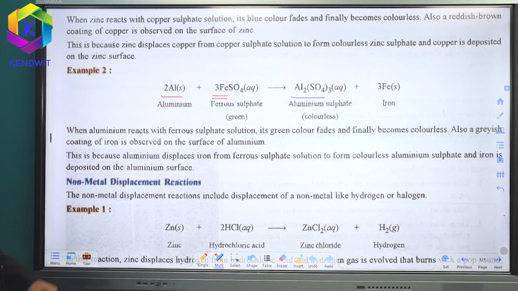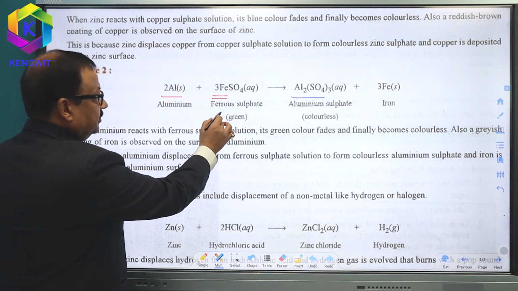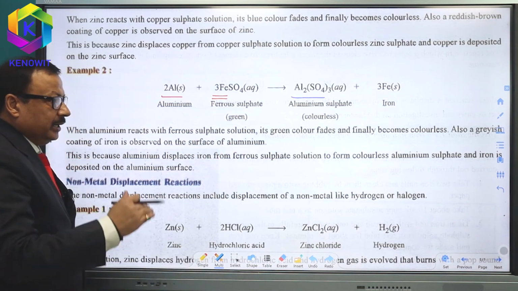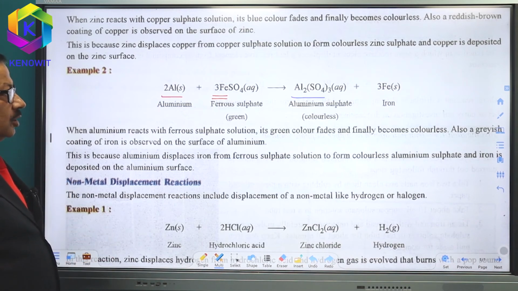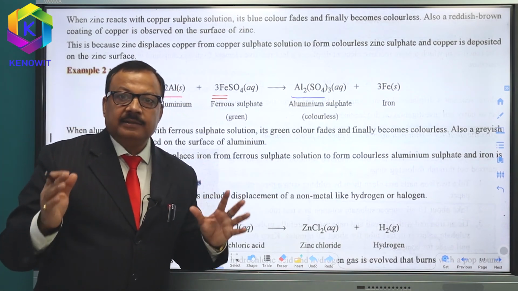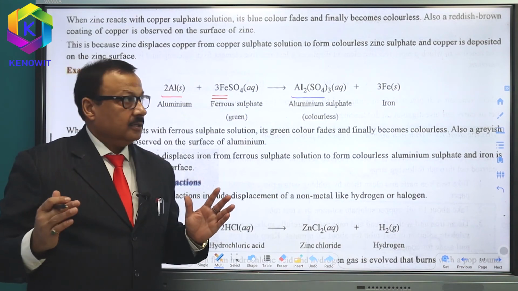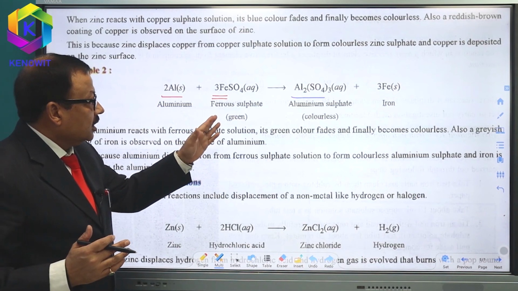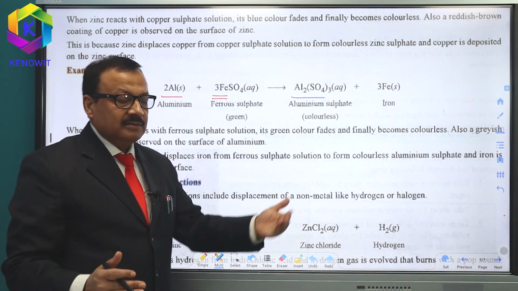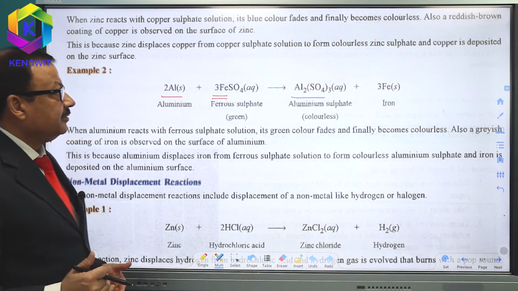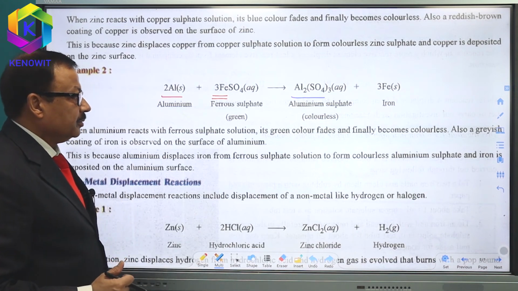So when aluminium reacts with ferrous sulfate, the color of ferrous sulfate is green. Slowly the color fades and finally becomes colorless. So when a reaction mixture becomes colorless, it indicates the reaction is almost complete, because the green color slowly disappears, and when a colorless solution is formed, it indicates that finally aluminium has replaced iron completely.